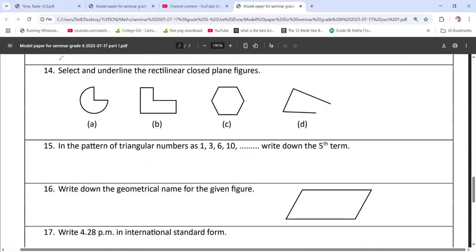Okay, here we'll select and underline the rectilinear closed plane figures. You see, now this is a closed plane figure, but it is not rectilinear. So this answer is okay, this answer is okay, and this is not, because this is not a closed figure. Therefore, you get the answers like this.